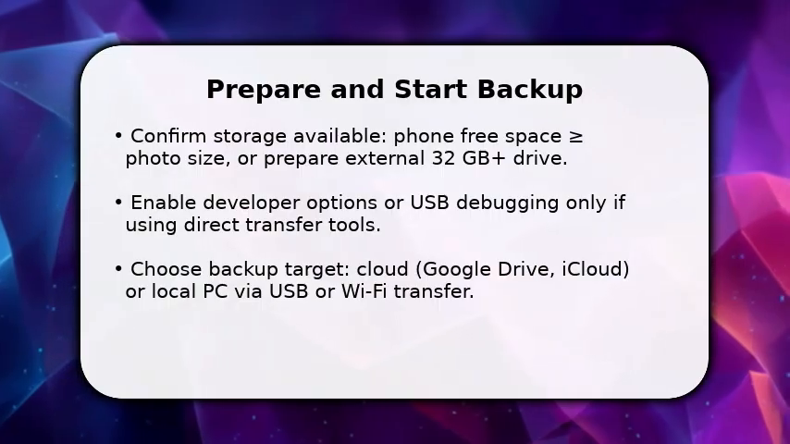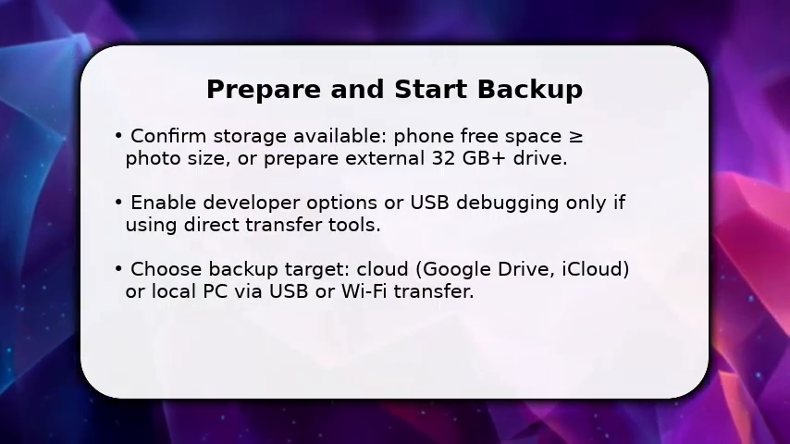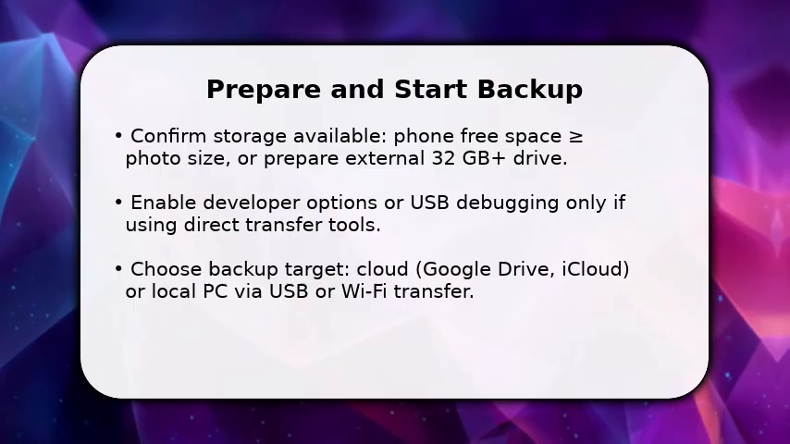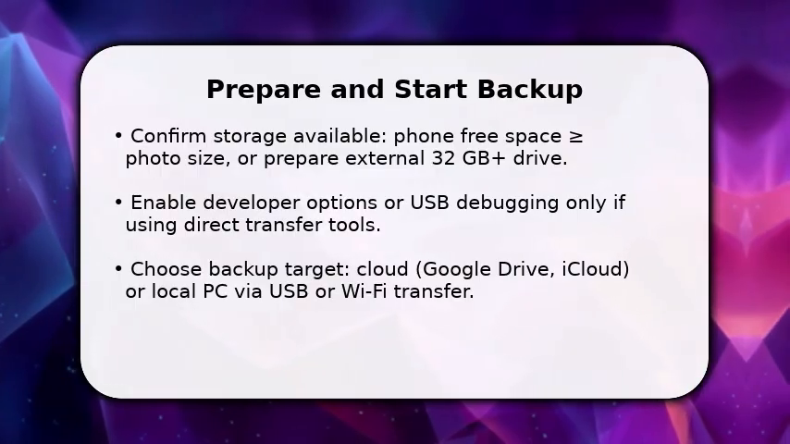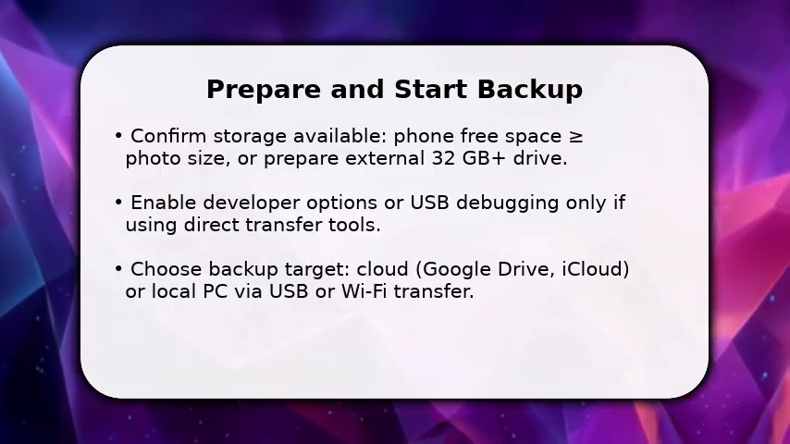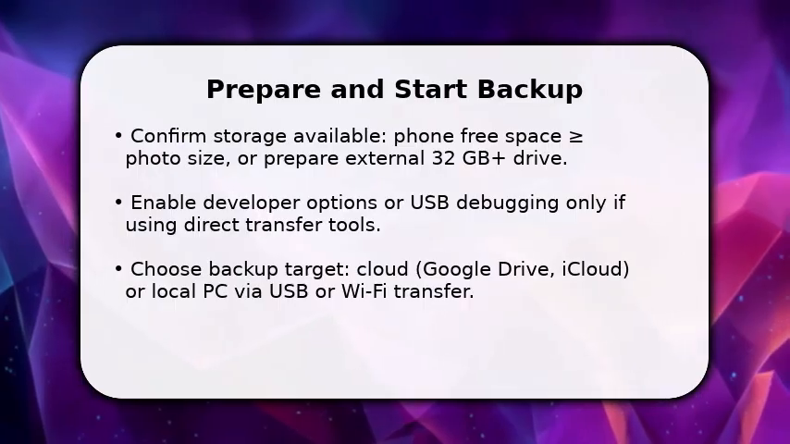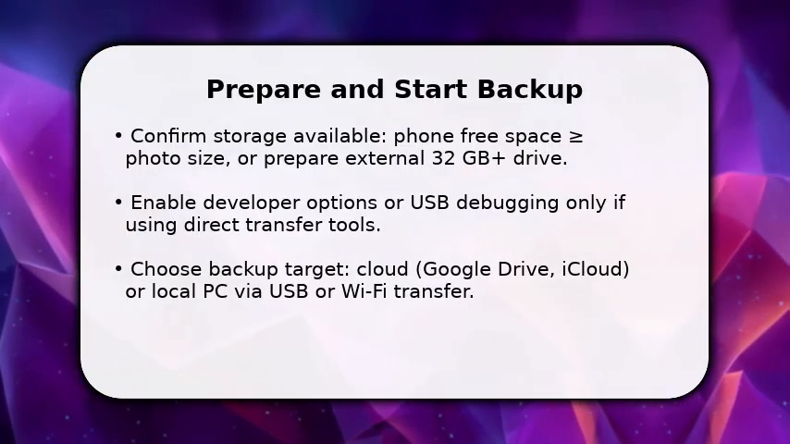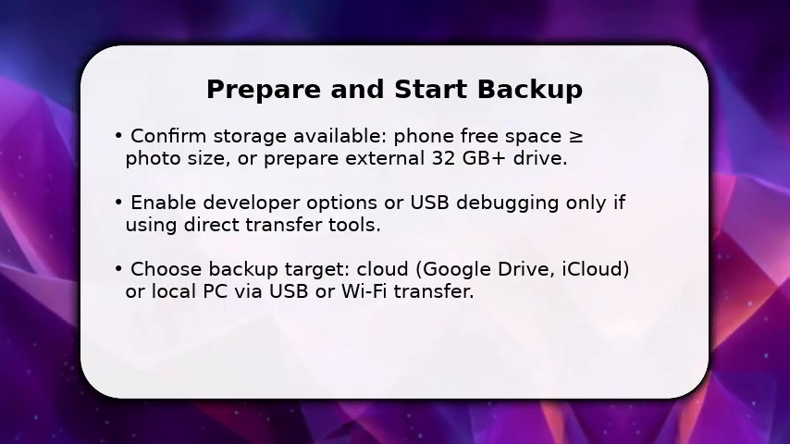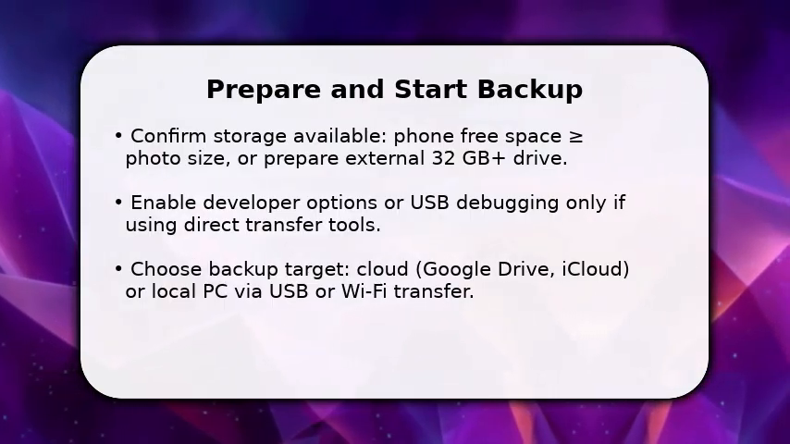Pick cloud or local backup and confirm the destination has enough space. Plug the phone into power, and if using USB transfer, connect to a trusted PC. Once connected, set the phone to file transfer mode and unlock the device. This lets the computer access the DCIM and pictures folders.